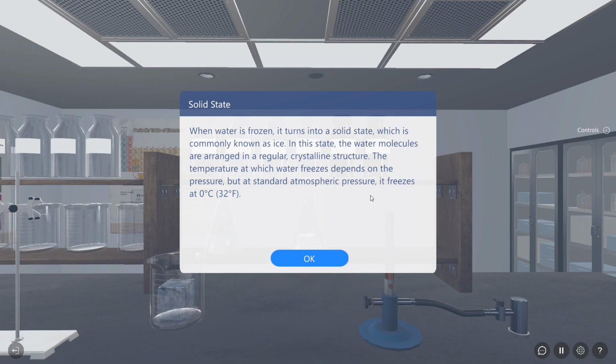When water is frozen, it turns into a solid state, which is commonly known as ice. In this state, the water molecules are arranged in a regular, crystalline structure. The temperature at which water freezes depends on the pressure, but at standard atmospheric pressure, it freezes at 0 degrees Celsius, 32 degrees Fahrenheit.